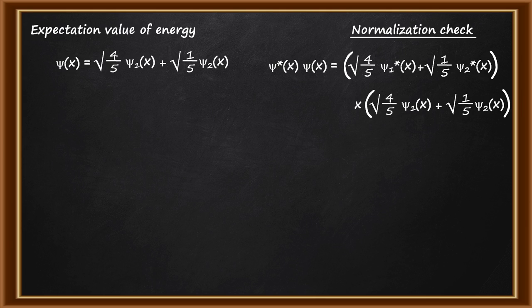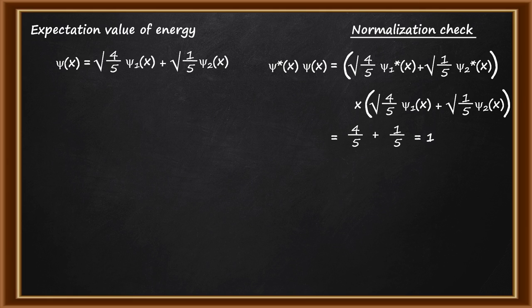That means psi1 star psi1 and psi2 star psi2 will be equal to 1, and psi1 star psi2 and psi2 star psi1 will be equal to 0. So ultimately the product will give 4/5 + 1/5, which is equal to 1. That means this given wave function is a normalized wave function. Now let's calculate the expectation value.